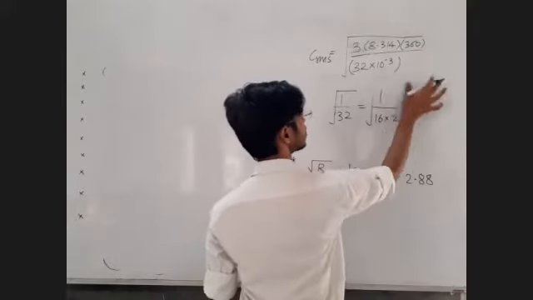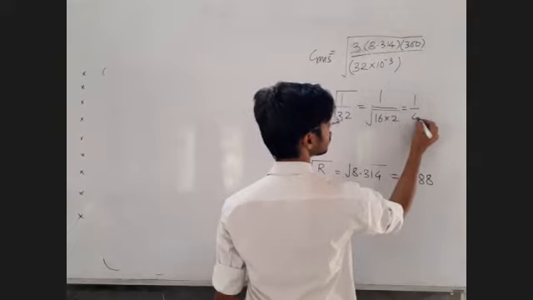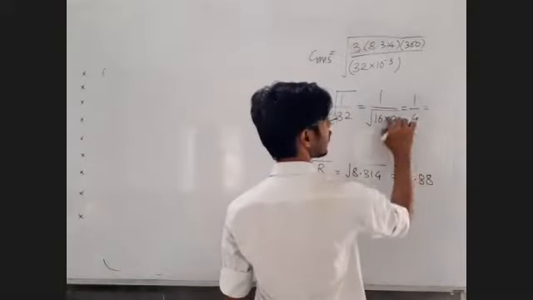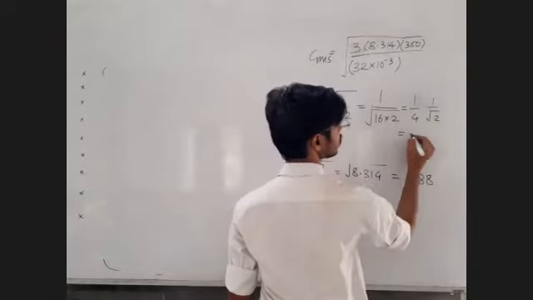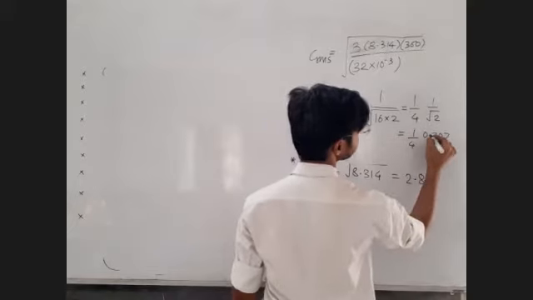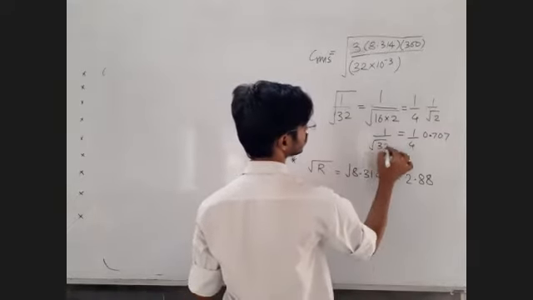Now just forget about this root 1. Under root 16 is 4. Root 16 is 4. And this 1 upon root 2 will remain as it is. Now all of us already know that the value of 1 upon root 2 is 0.707. Now this division is very simple. So in this way you can find out under root 32.